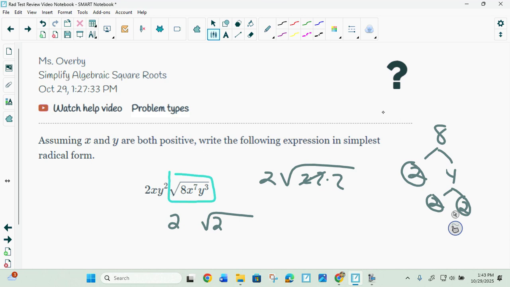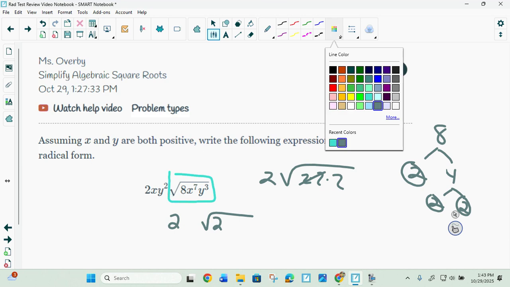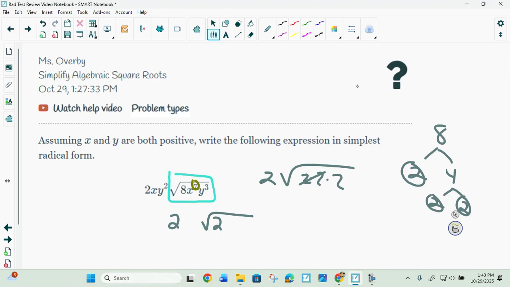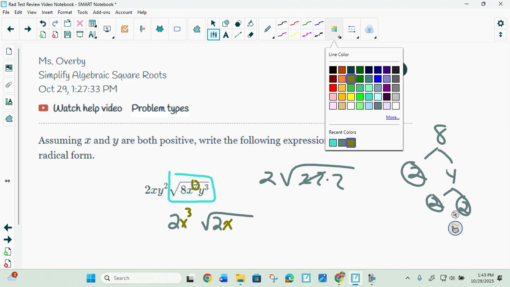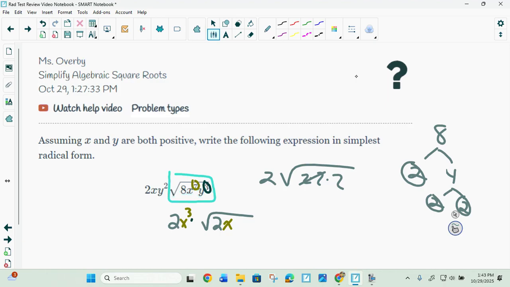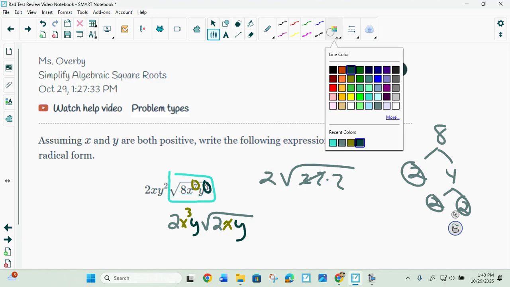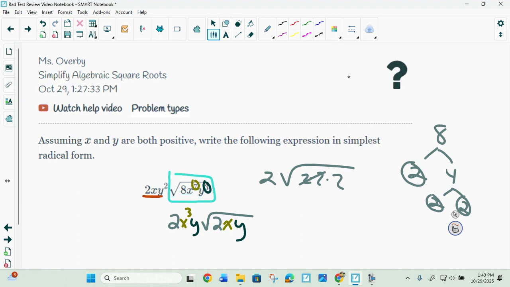When I look at the 7, switch colors. So when I look at the 7, I'm saying how many groups of 2 are there in 7? And there are 3, with 1 left over. And then when we look at the y, we are looking at how many groups of 2 are there in 3? There's 1 group of 2 with 1 left over. Now, we can't forget that what we have left is this. So all of this is going to be multiplied by what we had in front of it.